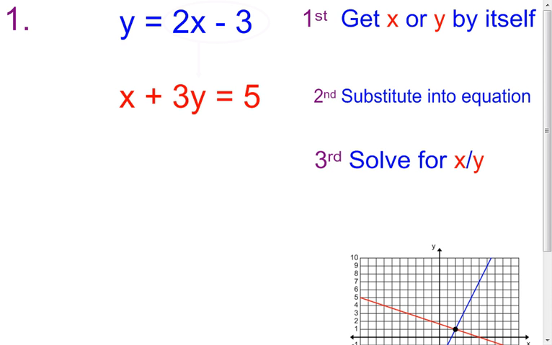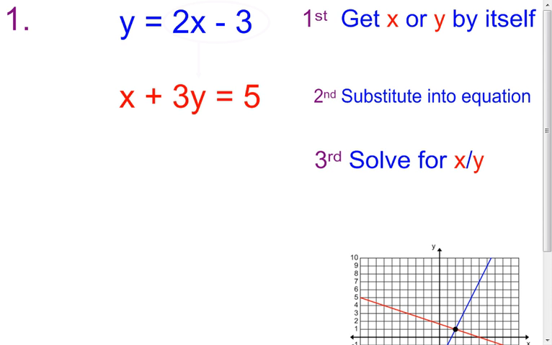So I've got the blue equation, y equals 2x minus 3, and the red one, x plus 3y equals 5. So I've got a system of equations. Okay? What we want to do is we want to use those equations, and we want to get a value for both x and y. We have two variables, but luckily we have two equations. So we will learn our first method to do that in this lesson, which is to solve it by substitution.